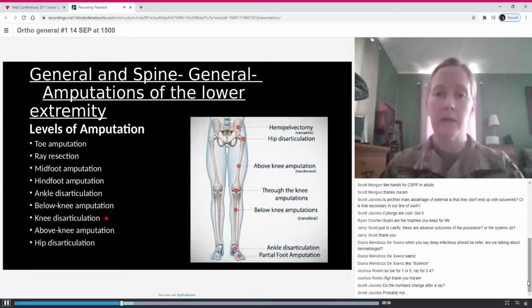The knee disarticulation is our next level. So again, similar to the ankle, that means straight through the knee so that the weight-bearing ends of the femur are the ends that they bear weight through.